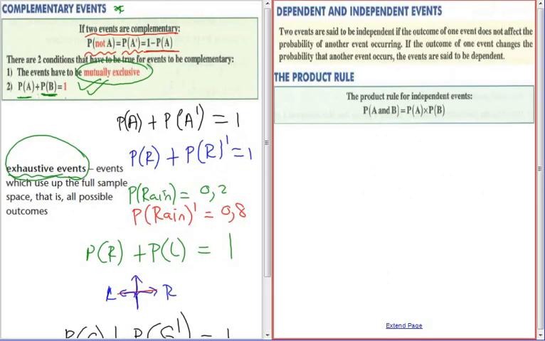We also have dependent and independent events. For the sake of time, I decided I'm going to give you these notes. Two events are said to be independent if the outcome of one event does not affect the probability of another event occurring. Okay? So if you have two events that do not affect each other at all, those are actually independent events.